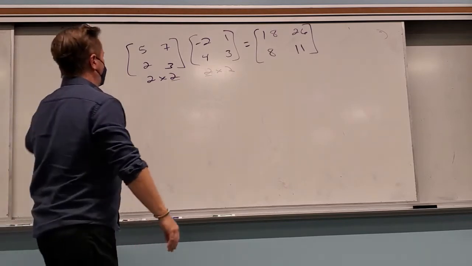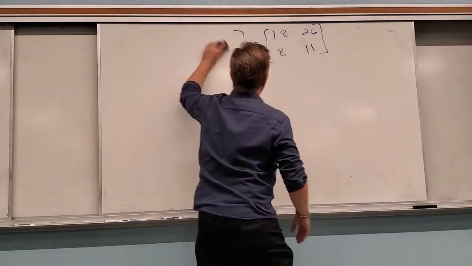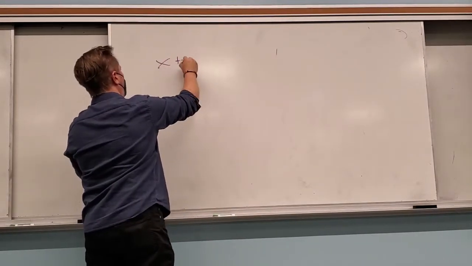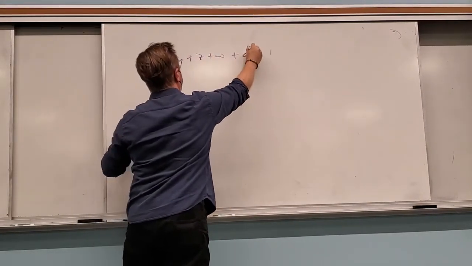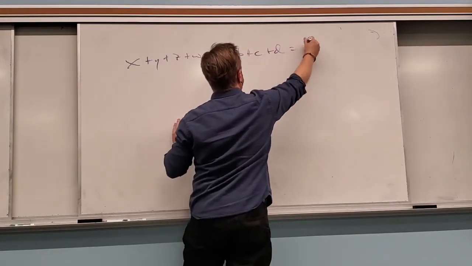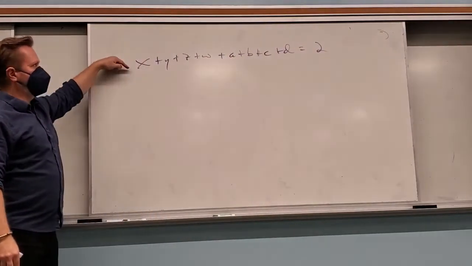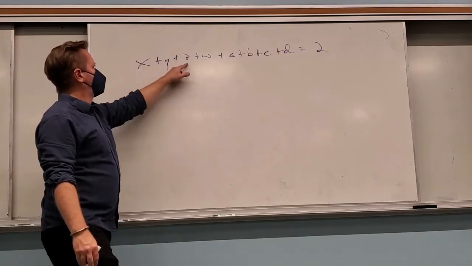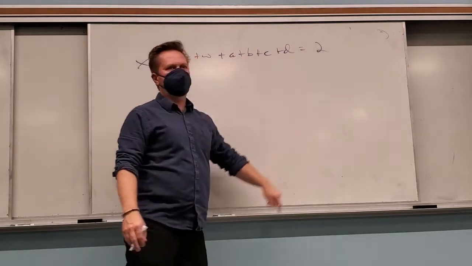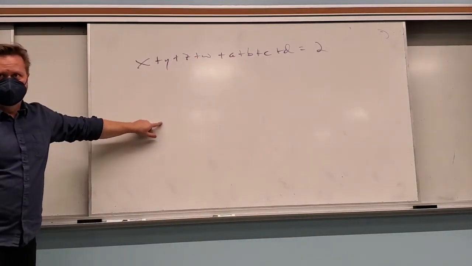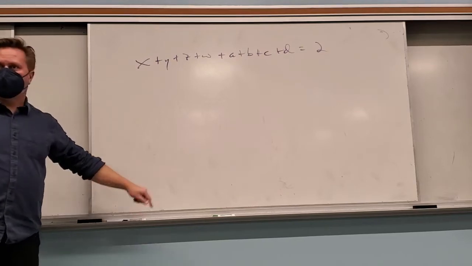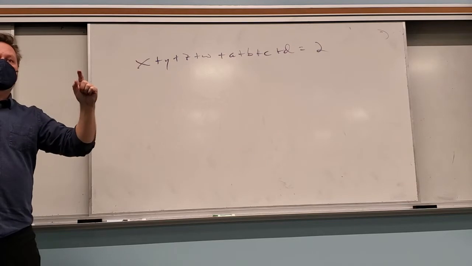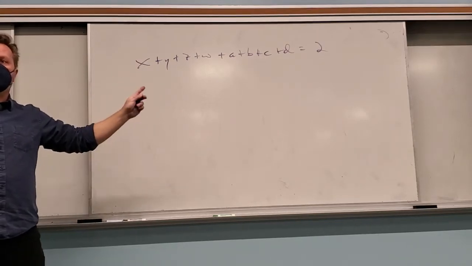I want you to understand something. If I had x plus y plus z plus w plus a plus b plus c plus d equals 2, how many more equations will I need to be able to solve this? 1, 2, 3, 4, 5, 6, 7, 8. How many more equations do I need? 7 more. I've already got 1, right? Is everybody with me? Can you imagine trying to solve this by hand?